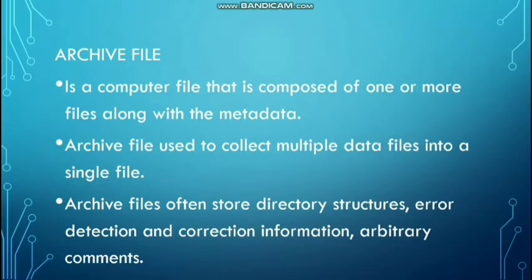An archive file is a computer file that is composed of one or more files along with metadata. Archive files are used to collect multiple data files together into a single file for easier portability and storage, or simply to compress files to use less storage space. Archive files often store directory structures, error detection and correction information, arbitrary comments, and sometimes use built-in encryption.